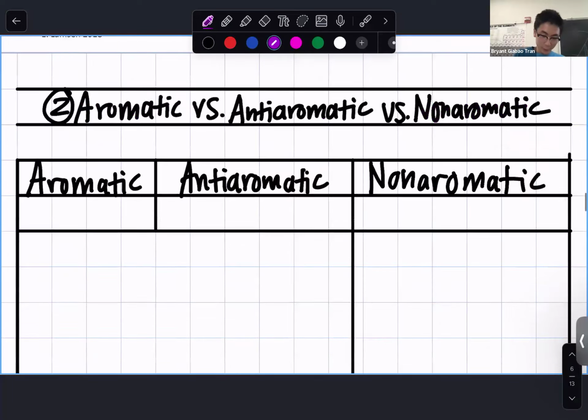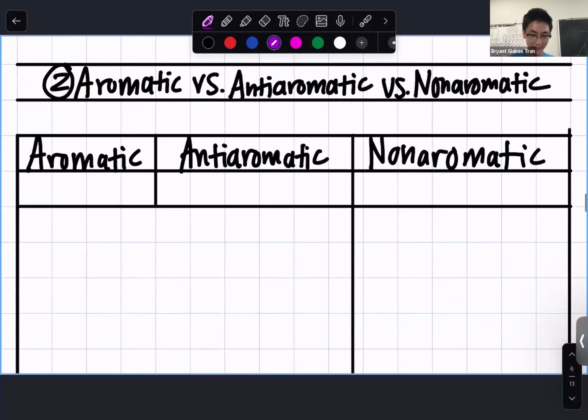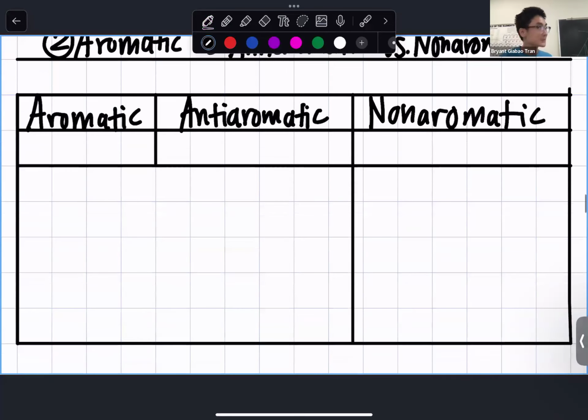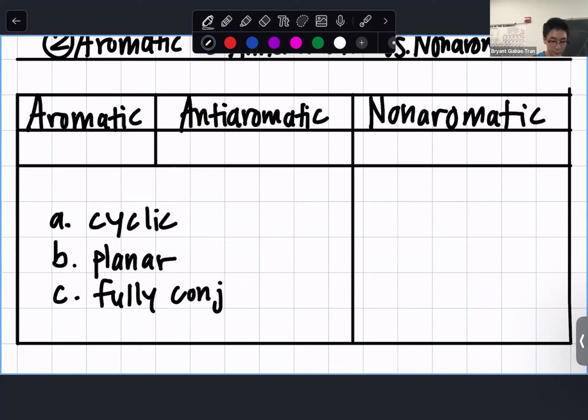Okay, so the next thing we are going to go over is how to determine if a molecule is aromatic, anti-aromatic, or non-aromatic. To be considered either aromatic or anti-aromatic, you have to fulfill these three conditions, all three. The molecule has to be cyclic, in a ring, the molecule has to be planar, flat, and the molecule has to be fully conjugated. It could do resonance all around the ring, where the ring has to have all sp2 atoms. If there's an sp3 atom somewhere in the ring, it is not fully conjugated. If the molecule is missing one or more of these conditions, it is automatically non-aromatic.